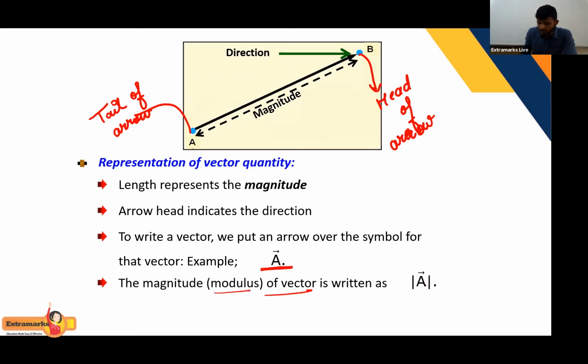Here this modulus symbol means it will show me the magnitude only. That's it. Whenever I write mod of vector A, I am just talking of its length, of its magnitude. In that case, I forget about its direction. But when I say vector A, I use the magnitude as well as its direction. Right? I hope everything is clear. Let's move on.